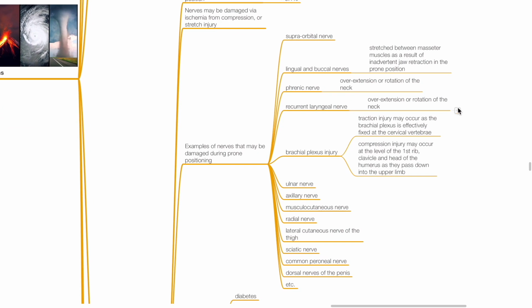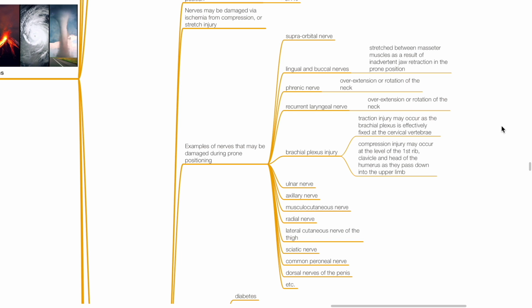Examples of nerves that may be damaged during prone positioning include the supraorbital nerve, the lingual and buccal nerves, for example when stretched between masseter muscles as a result of inadvertent jaw retraction in the prone position, the phrenic nerve and recurrent laryngeal nerve via overextension or rotation of the neck, and brachial plexus injury. Traction injury may occur as the brachial plexus is effectively fixed at the cervical vertebrae. Compression injury may occur at the level of the first rib, clavicle, and the head of the humerus as they pass down into the upper limb.